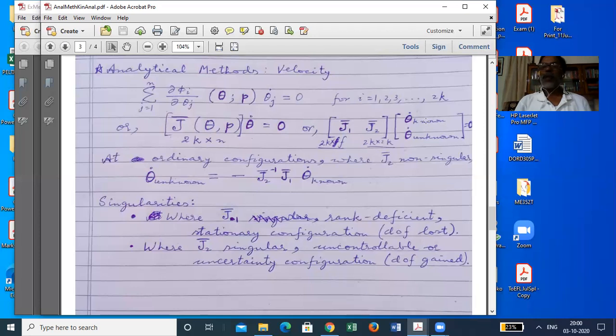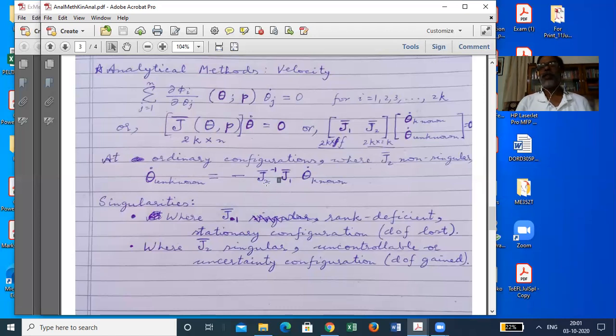If you separate out, then on this side you will have J2 times theta unknown dot. On that side you will have minus J1 theta known dot, and then you solve the system of linear equations, which symbolically we have written like this. And that is how you can get the unknown velocities. You see, this is not nonlinear equations. Velocity is just the solution of linear equations. Okay, a system of linear equations.